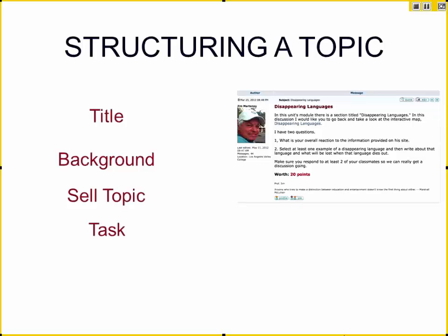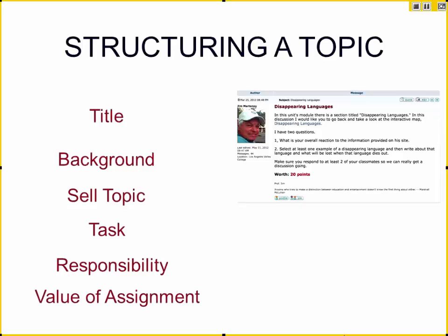I give them the task they have to perform, what their responsibility is, and finally, the value of the assignment. So these are the basic structures that I will use: title, background, sell the topic, what exactly they have to do, responsibility that they have to not only post once but respond to a couple others, and the value of the assignment.